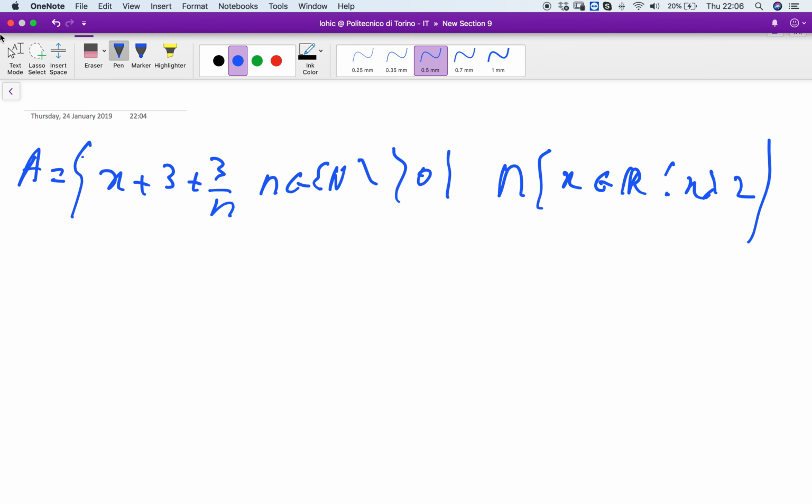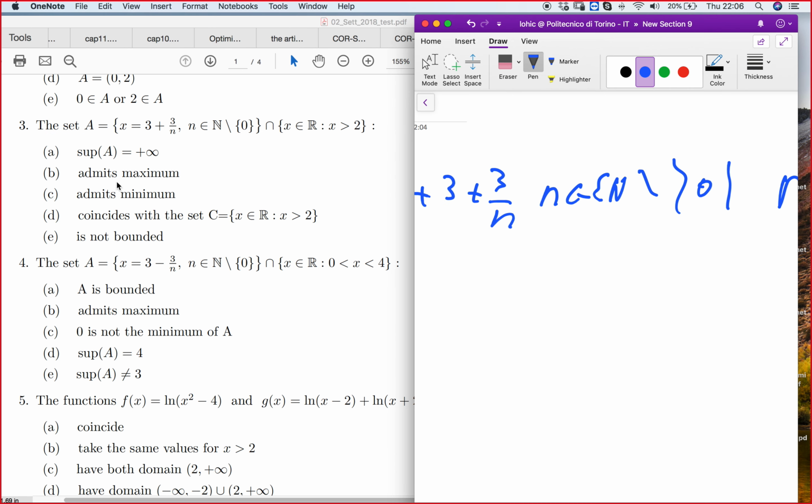Then you have some questions: the supremum of A is plus infinity, A admits a maximum, A admits a minimum, A coincides with this set, and A is not bounded.